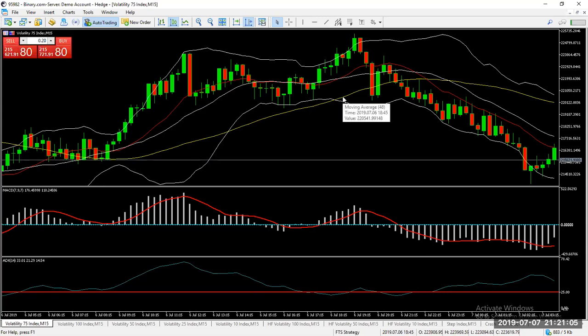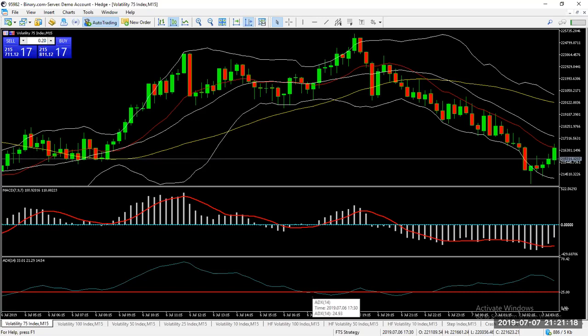So let me tell you how to know if a market is tradable at first glance, okay? The first thing you look at when you open your chart is the ADX. The ADX will tell you if this market is tradable or not.